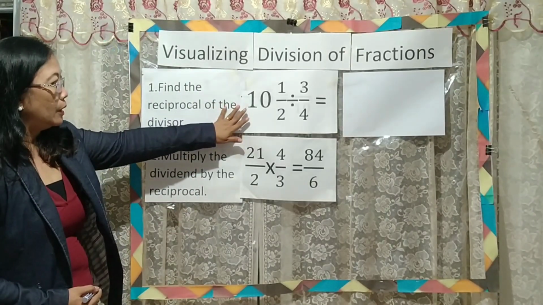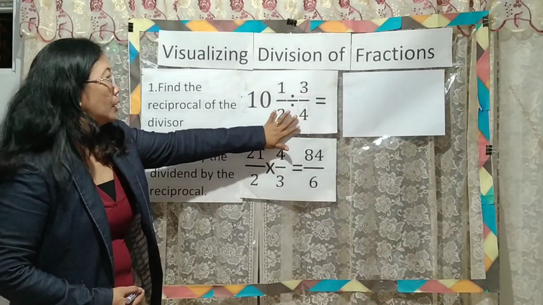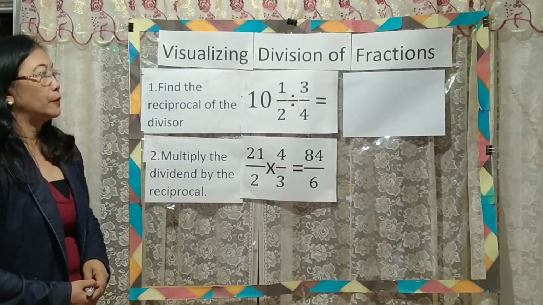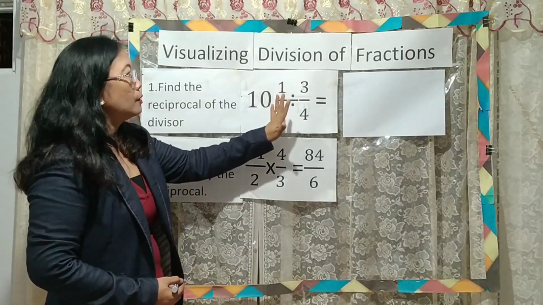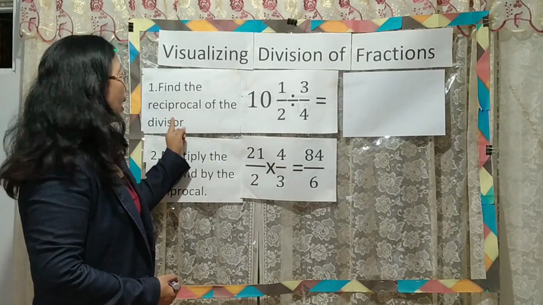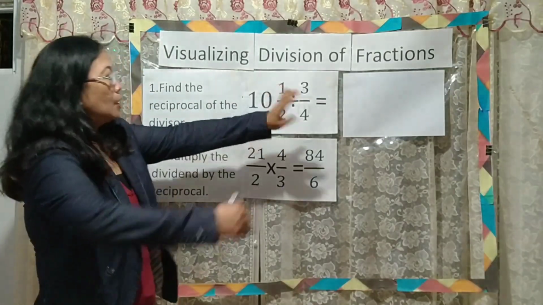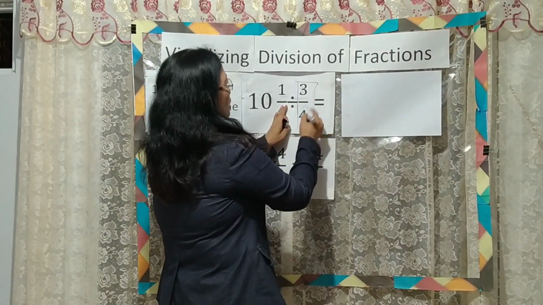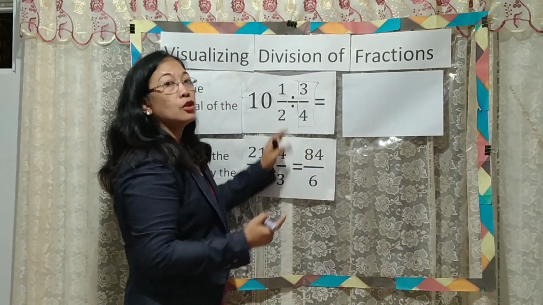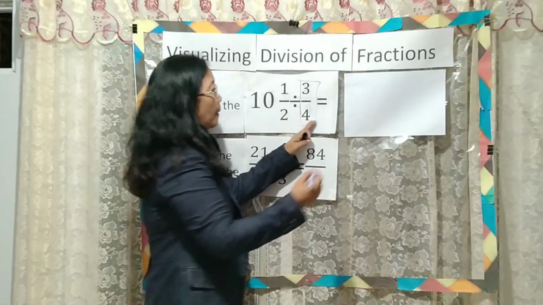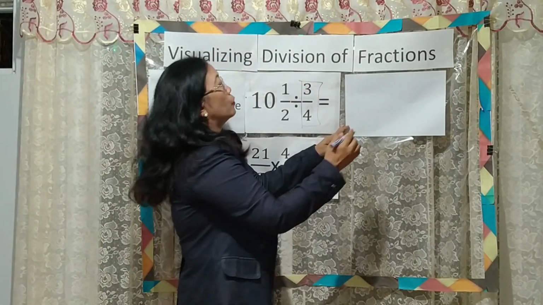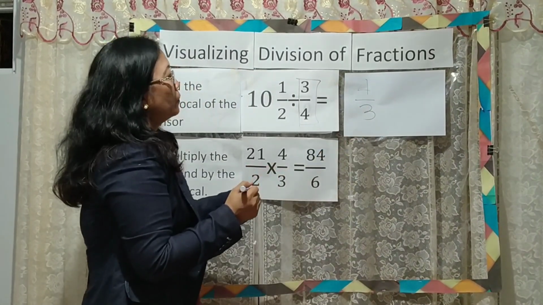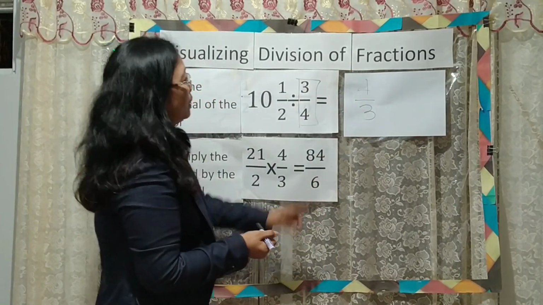For example, I have here 10 and 1/2 divided by 3/4. So 10 and 1/2 is the dividend and 3/4 is the divisor. So when you talk about division of fractions, the first thing you are going to do is to find the reciprocal of the divisor. So all you have to do is to change only the position of the numerator and the denominator. So the reciprocal of 3/4 is 4 over 3.